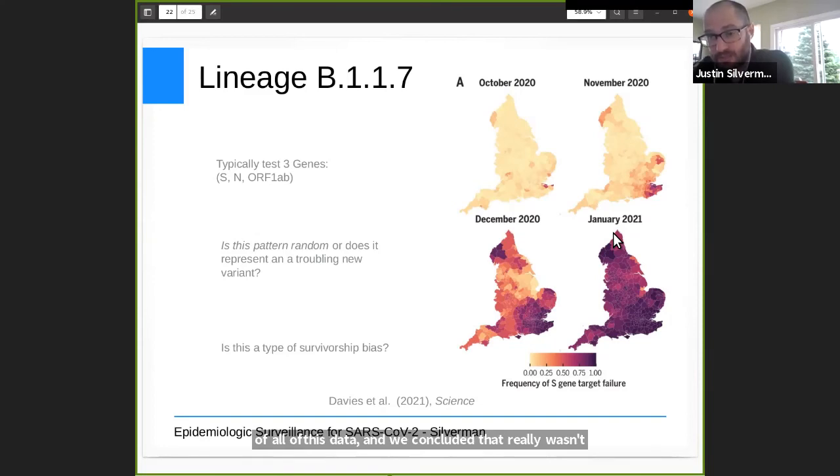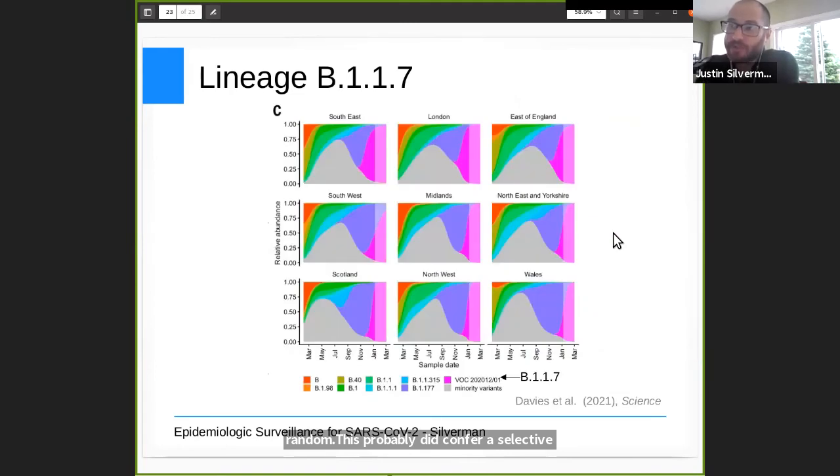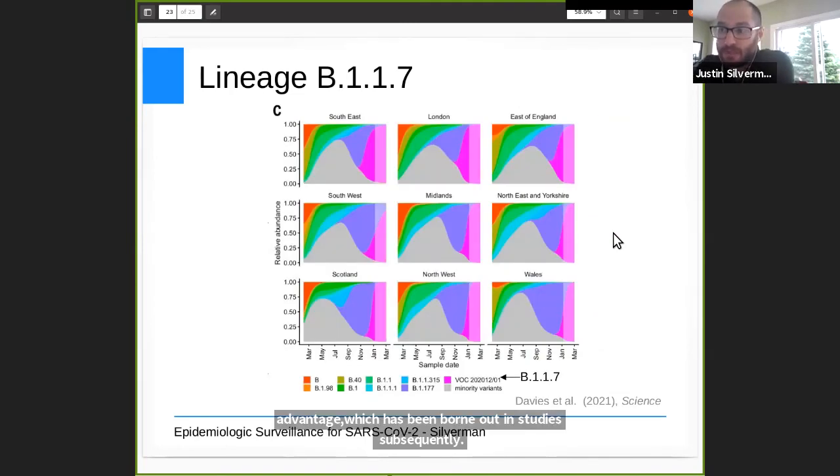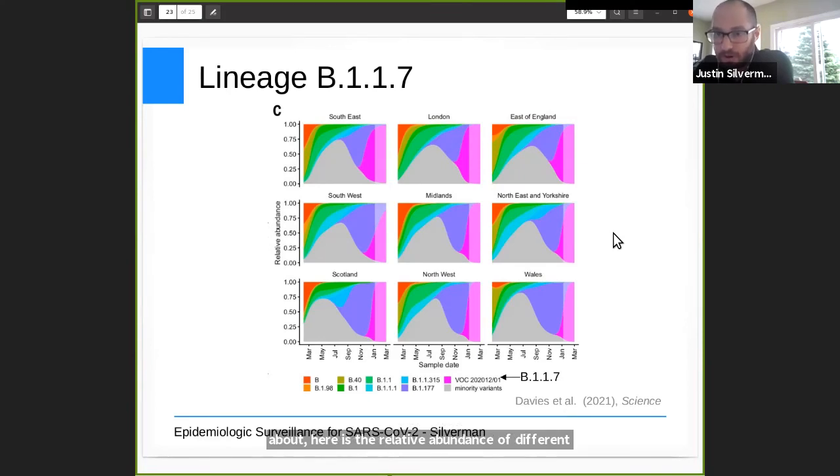Just to give you a sense of what I'm talking about, here's the relative abundance of different mutants in England from March 2020 to March 2021. The B117 variant that we're talking about is this purple one. And what you can see is that it basically takes over.